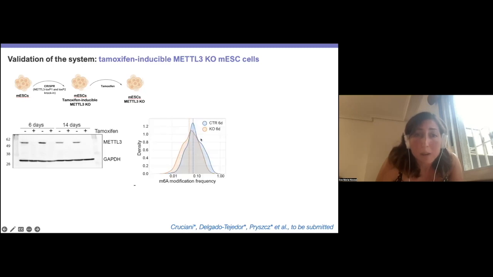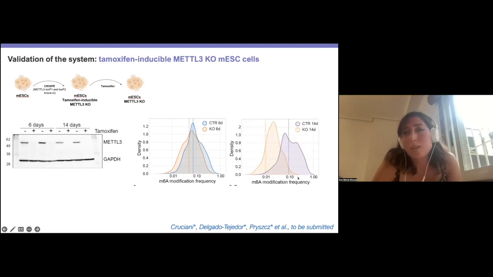And then to our surprise, we didn't see a huge shift in the modification frequency between our control and the knockout cells. And we said, okay, what is going on? Is our system not working? Is our model horrible? But actually we said, okay, let's also look into the 14-day treated cells. And then you do see the shift.